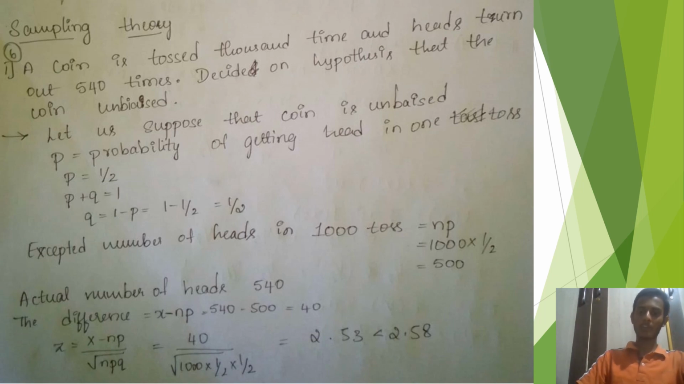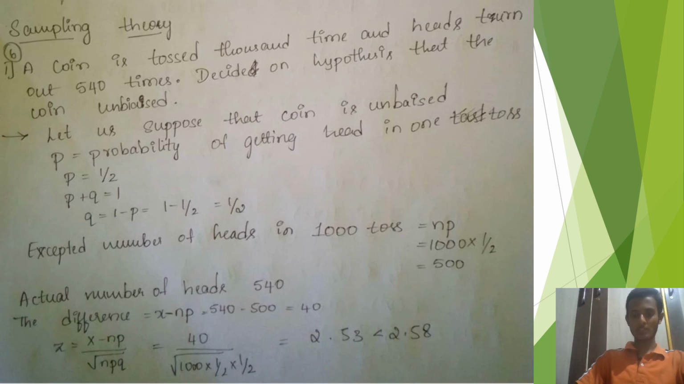P is the probability of getting a head. P plus Q is equal to 1, so Q is equal to 1 minus P. Q is also 1 by 2. Expected number of heads in 1,000 tosses is equal to n into P, where n is the number of times the coin is tossed and P is the probability of getting a head in one toss. 1,000 into 1 by 2 is 500.